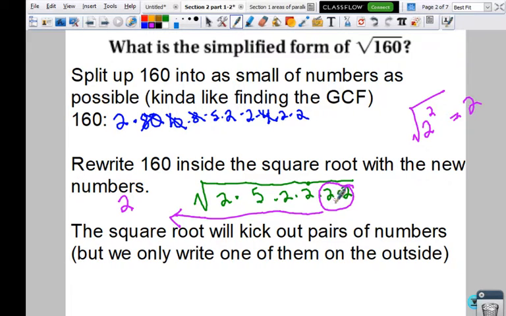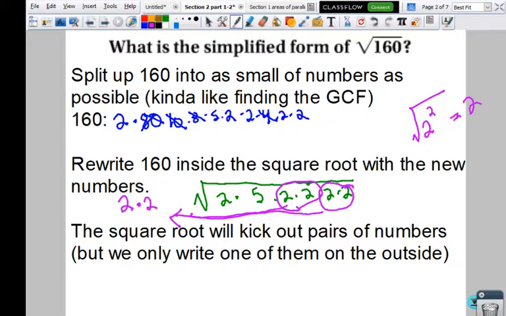So if I have a pair of the exact same thing, they get squished together and a single one gets kicked out. I have another pair here, another pair of 2's. Those squish together and a single one gets kicked to the outside. Because everything on the inside is being multiplied together, when stuff gets kicked out, it's still multiplied together. And I have a 2 and a 5 left over on the inside. Because they're not the exact same number, they stay there. So I had a 2 times 2 on the outside, and a 2 times 5 left over on the inside.